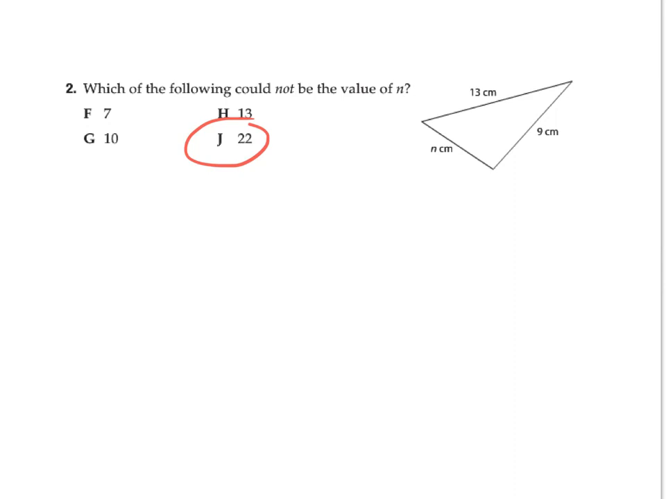Well, 13 plus 9 is 22, so 22 is the maximum, bigger than what n can be. And 13 minus 9 is 4, so 4 is the minimum that n can be, or actually it's just less than the minimum. n has got to be bigger than 4 and less than 22. And all of these other answers work, but not J, 22.